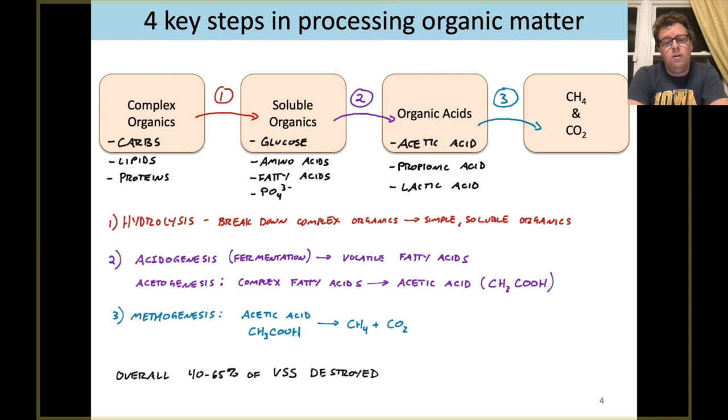Now, overall, when we set this process up, anywhere from 40 to 65% of the volatile suspended solids that we send into the digester will actually be destroyed. So they will be converted into, ultimately, methane and CO2, and the remainder will pass through.